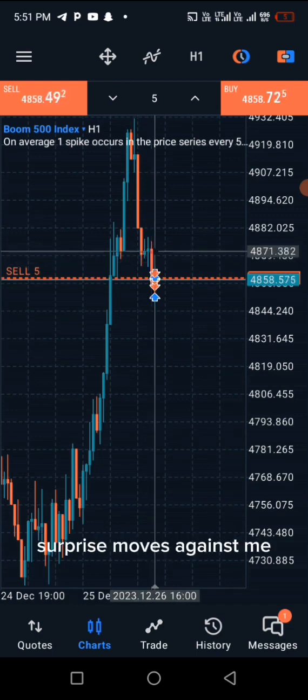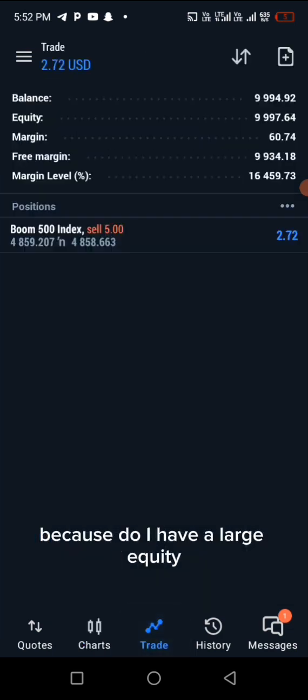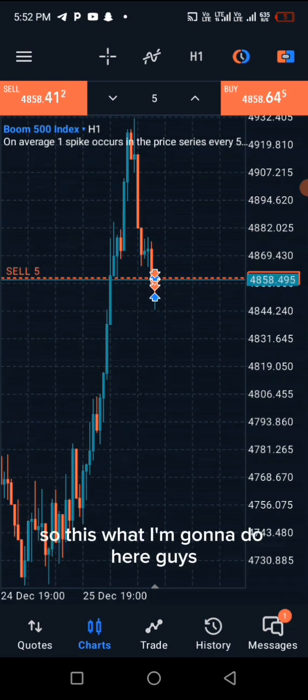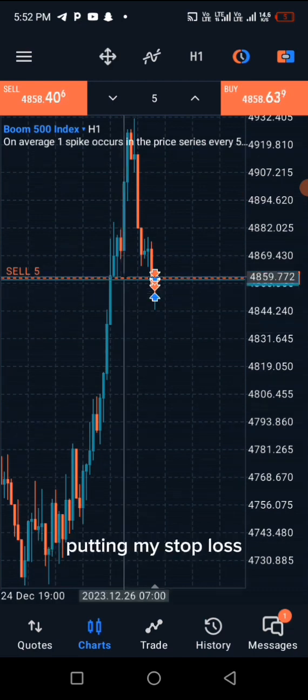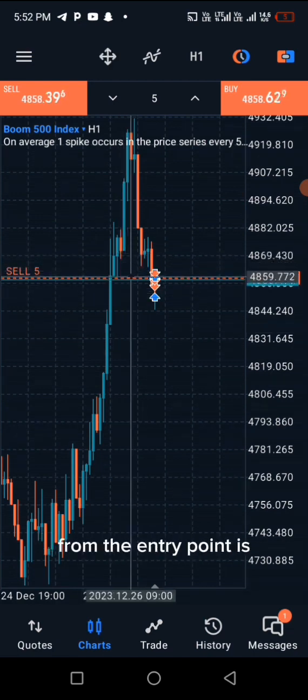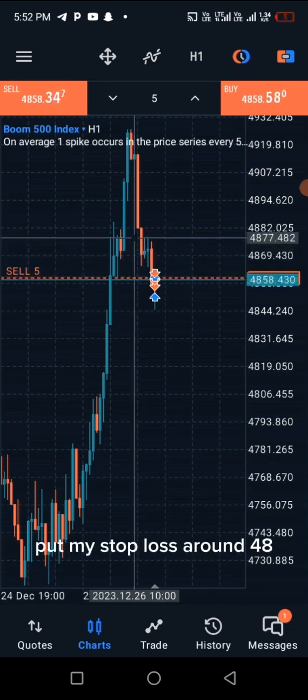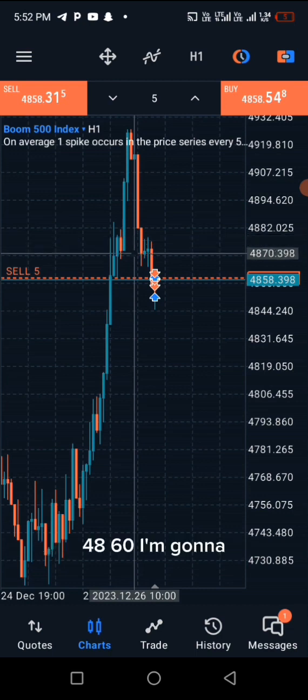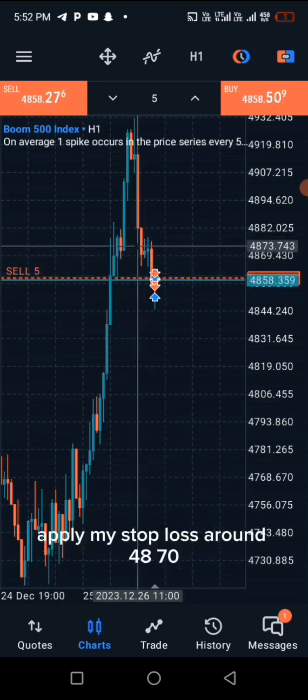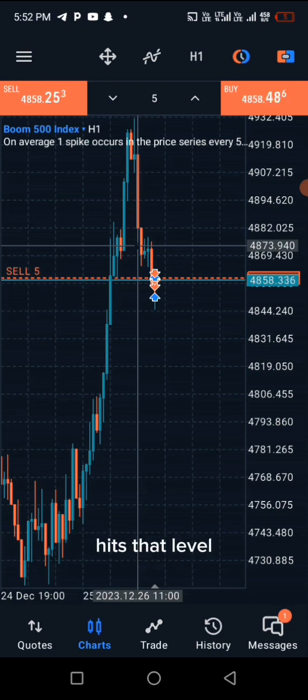If for instance price moves against me, I'm willing to lose up to 500 USD of my equity, because I have a large equity, so I don't have anything to be scared of. So this is what I'm going to do here, guys. From the entry point at 48.50, I'm going to put my stop loss around 48.60, around 48.70. So this is where my stop loss will be. Once price hits that level, I'll consider the trade invalid.